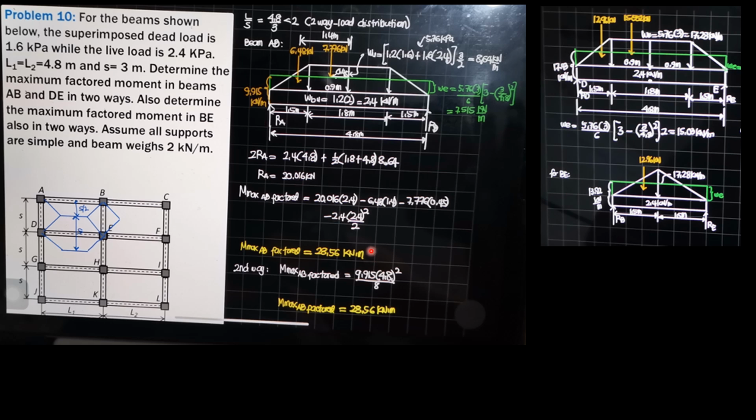So the maximum moment, if the load is uniform in a simply supported beam, is WL squared over 8. So we have WU 9.915, length 4.8 squared over 8. So we obtain the same value of 28.56 kilonewton meters. We then proceed to the interior beam DE.